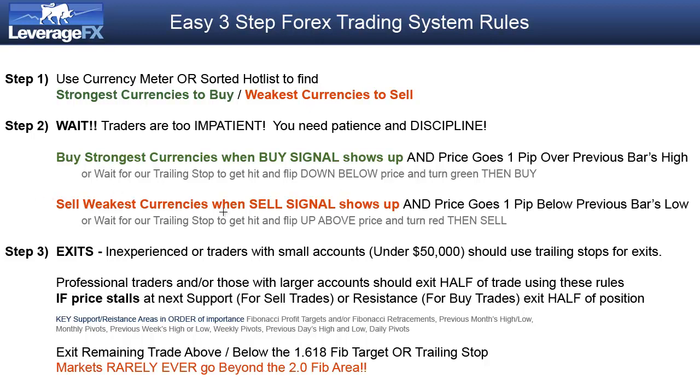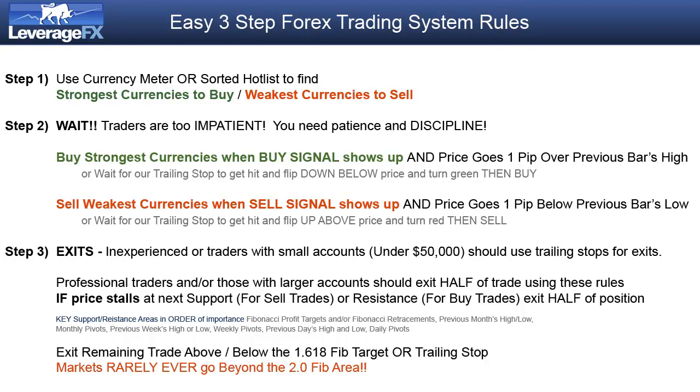When you find a weak currency, you want to wait for a sell signal, and then when the price goes 1 pip below the previous bar's low, you sell. And that's a good thing to do if the price is in the middle of the range. If the price is already near the likely statistical lows, then you might want to wait for the trailing stop to get hit, flip up above price, turn red, then sell.